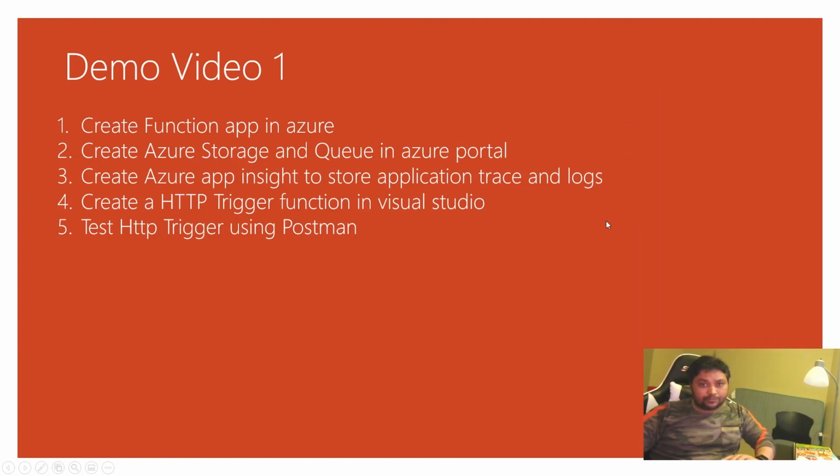So in the first video, after this introduction video, in the very first demo video, we are going to create a function app in Azure. Then we will create an Azure storage queue in the Azure Portal, and then we are going to create Application Insights to store application traces in logs. We are going to create an HTTP trigger function in Visual Studio, and then we are going to use Postman to test that HTTP trigger function.